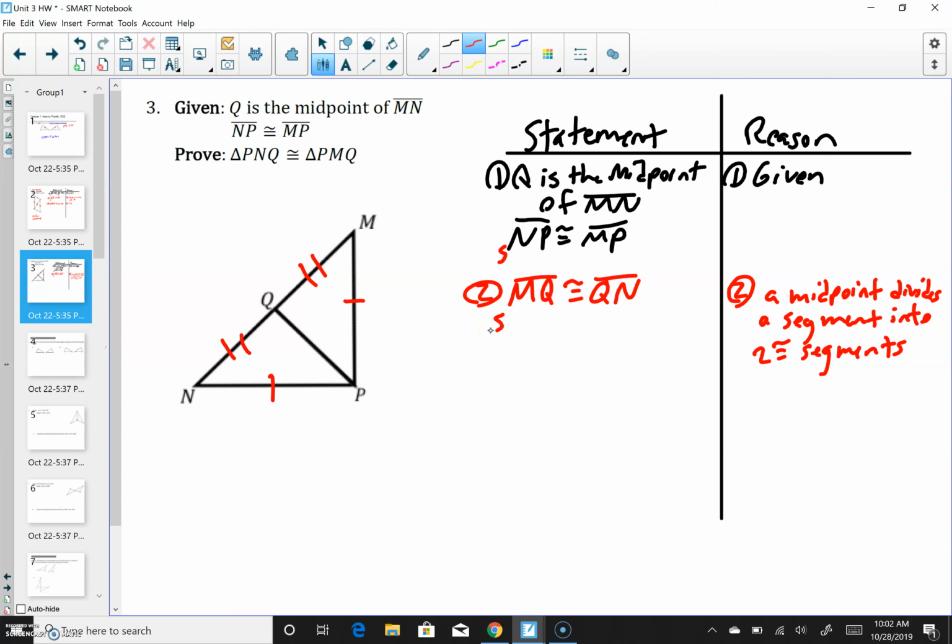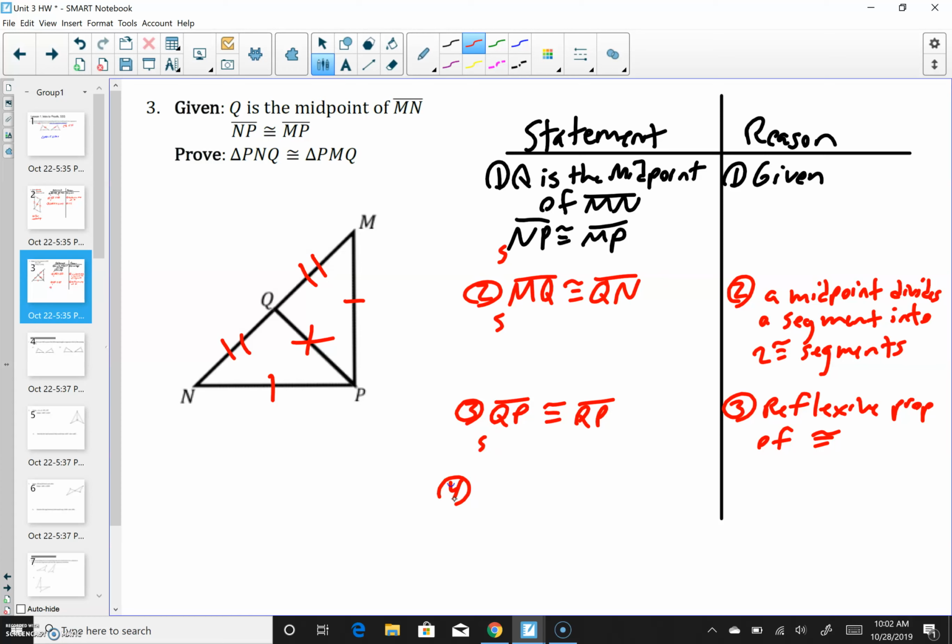Now we're out of givens, but we only have two sides, so therefore we have to go to our rule, which is reflexive or vertical. And the only thing we have here is a reflexive side of QP. So QP is congruent to QP, reflexive property of congruence. There's our third side.